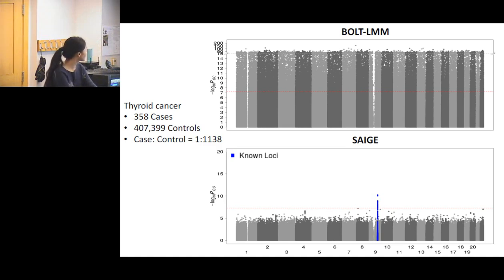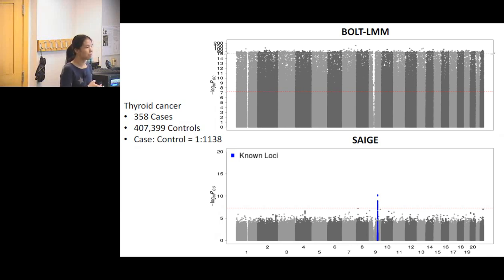Right. Usually we estimate the effective sample size. The effective sample size equals 4 divided by (1 over cases plus 1 over controls). When the case-control ratio goes over about 1 to 100, adding more controls probably contributes little to the power of your test. But the advantage of having more controls is that you get to detect more rare variants.